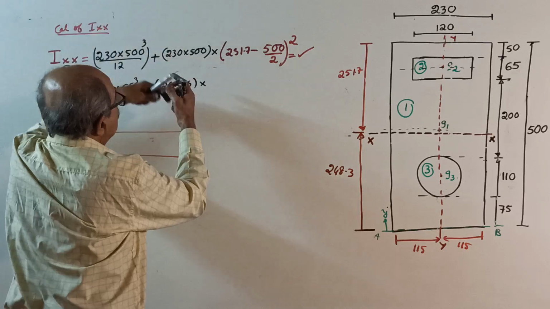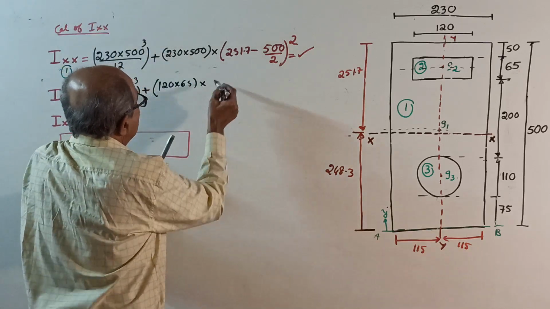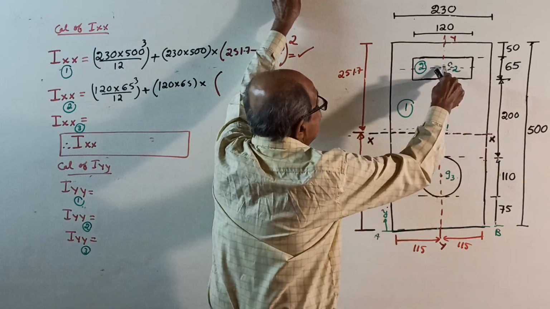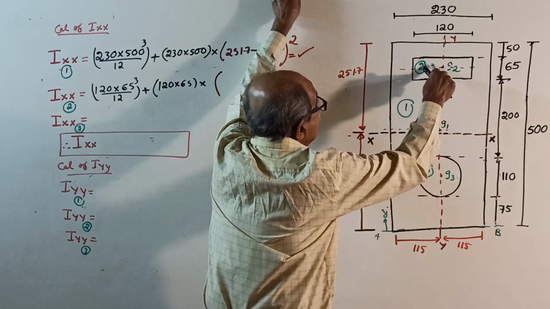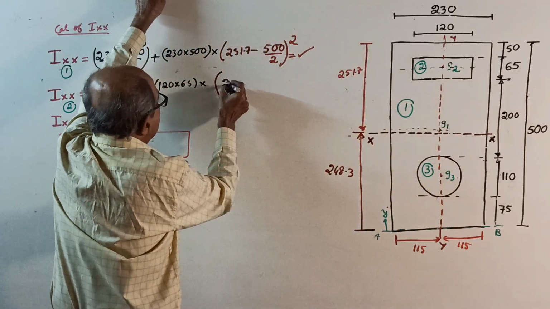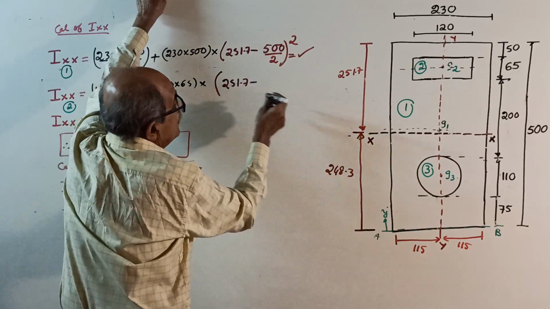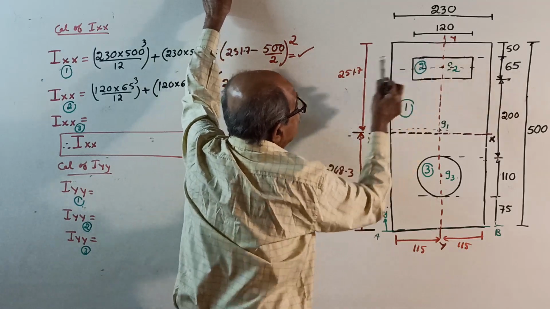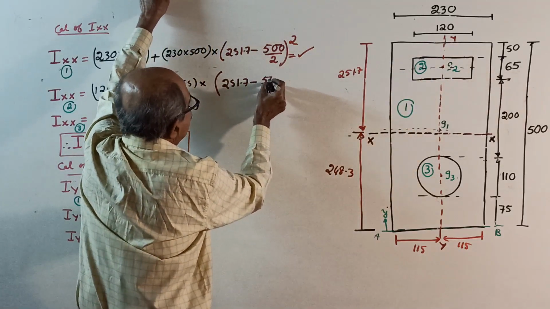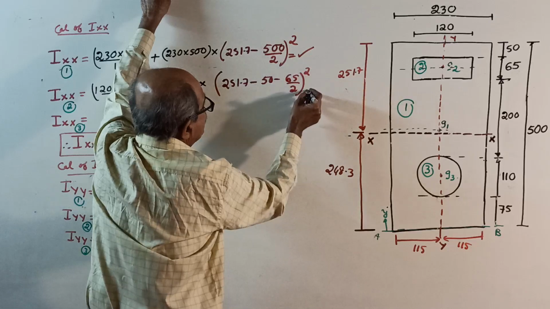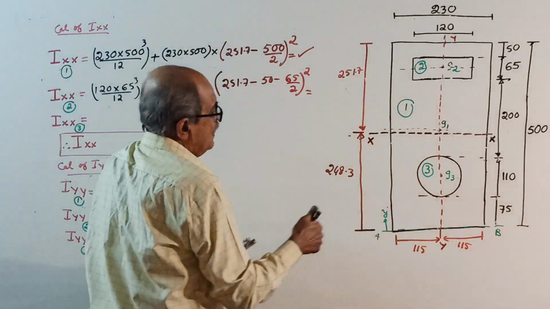Into, see, from centroid G2 to xx, this distance square. This distance square is 251.7 minus, from here to here is 50, and also minus 65 by 2. Minus 50 minus 65 by 2 whole square. Calculate this answer.